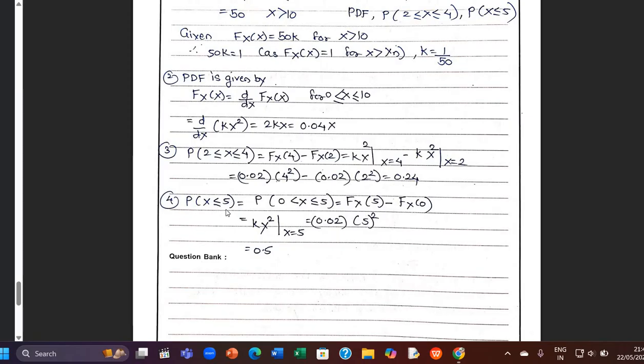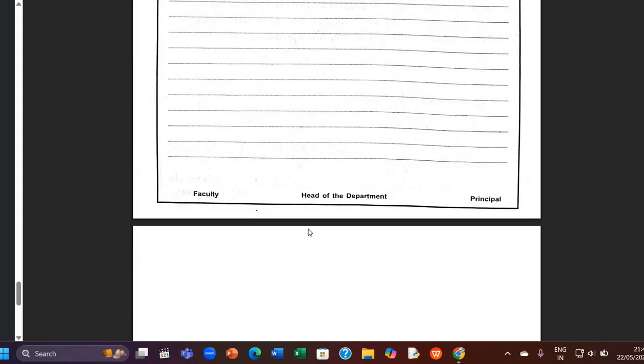And for x less than or equal to 5, P for x greater than 0 and less than 5 is equal to F_X(5) minus F_X(0). F_X(5) is kx square, that is 0.02 into 5 square, and F_X(0) is 0. So therefore the answer comes out to be 0.5.